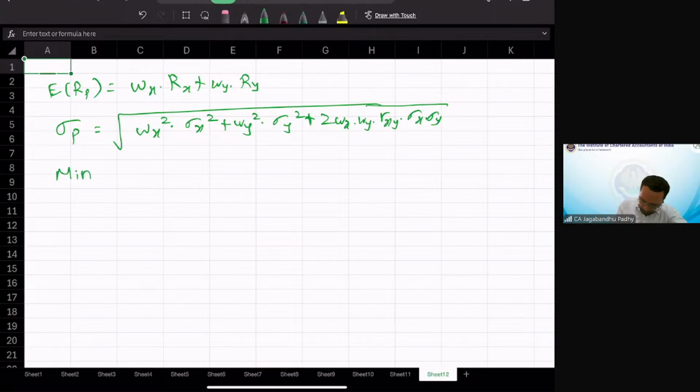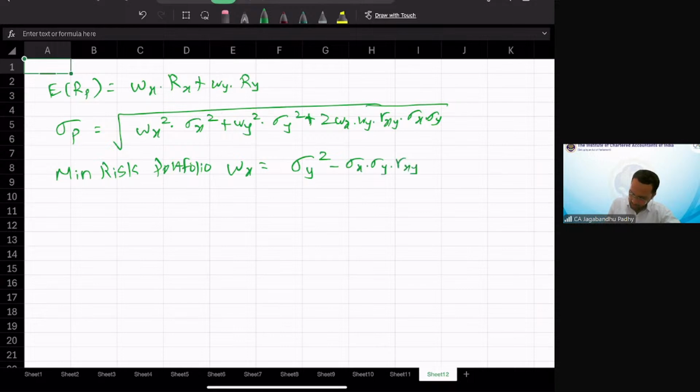Then the minimum risk portfolio: weight of x can be computed as standard deviation of y square minus standard deviation of x, standard deviation of y, correlation between x and y, upon standard deviation of x square plus standard deviation of y square minus 2 into standard deviation of x, standard deviation of y, correlation between x and y. Got it, guys? This is the minimum risk portfolio. These are the only formulas that we have done till now.